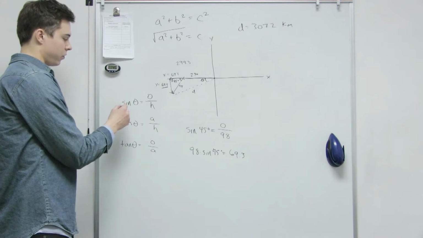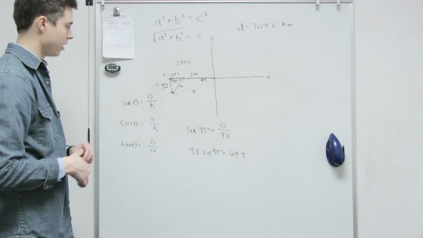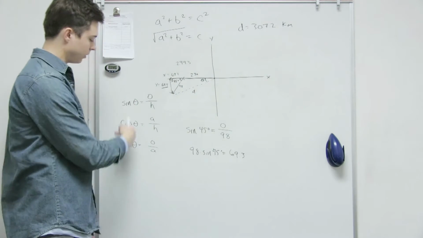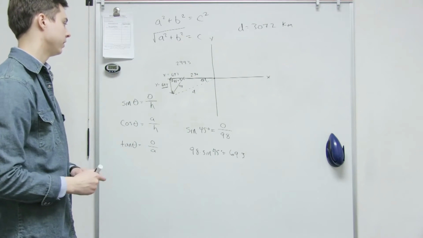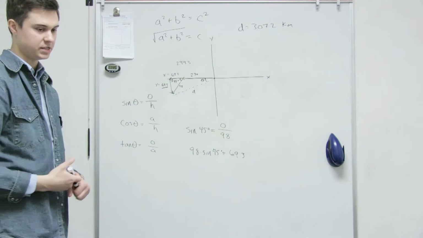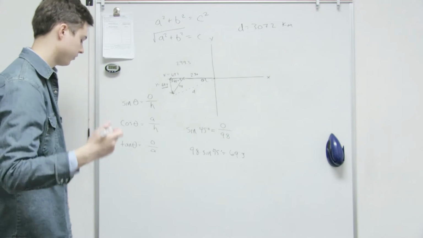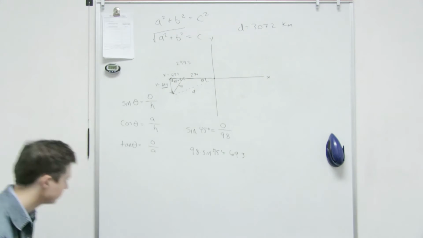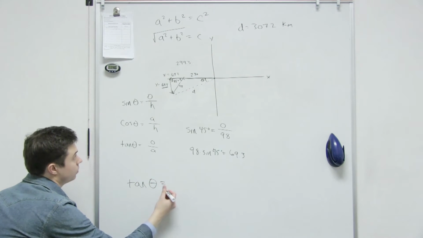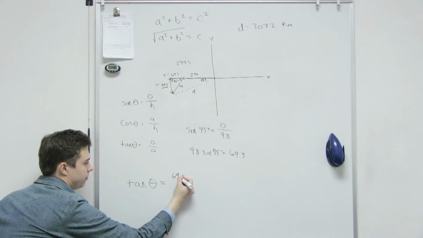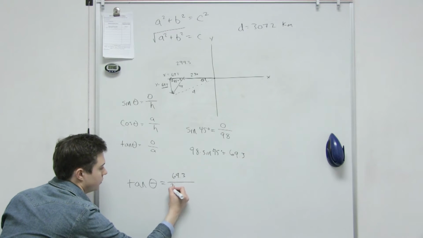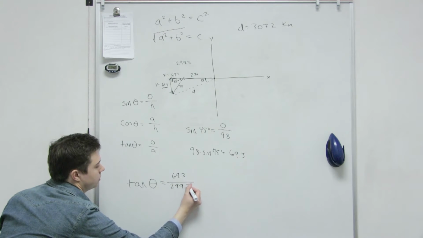To do that, we'll go back to our trig functions. We actually know all three sides of our triangle, so we can use any one of these trig functions. Let's use our adjacent and our opposite. What trig function uses adjacent and opposite? Tangent. So tangent of the angle that we're looking for equals opposite, which is the 69.3, divided by adjacent, which is the 299.3.